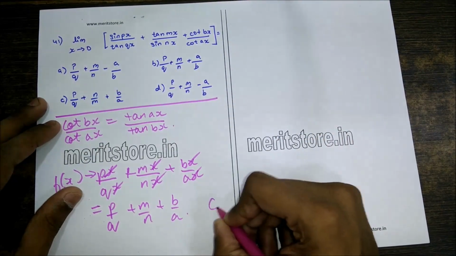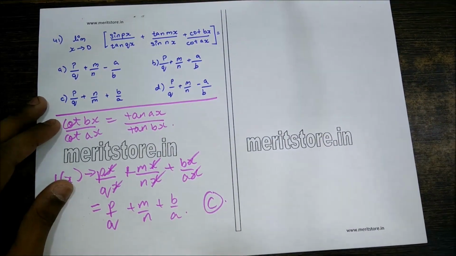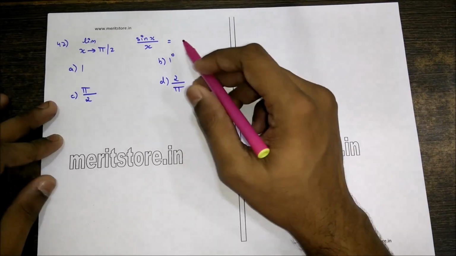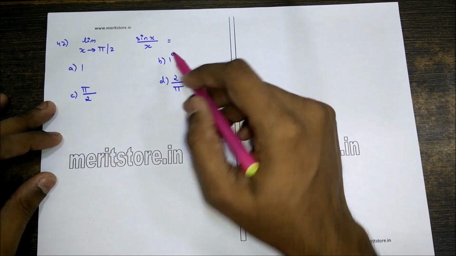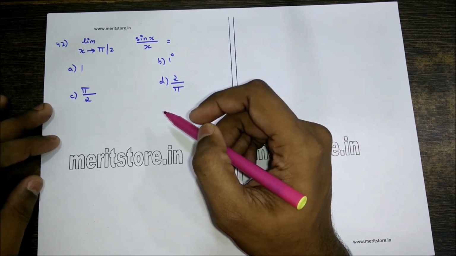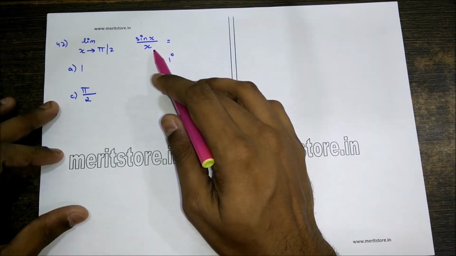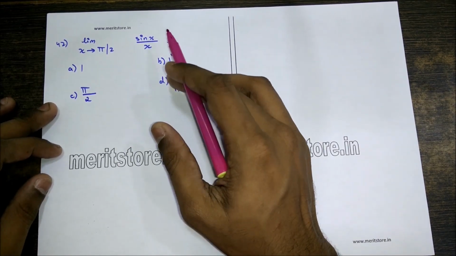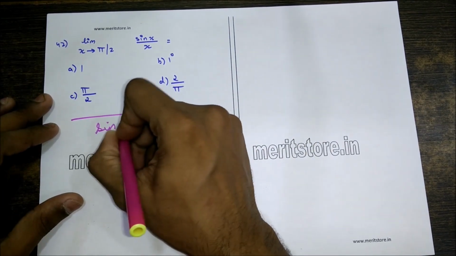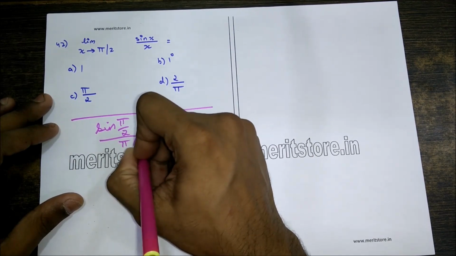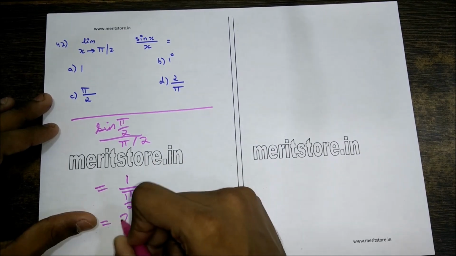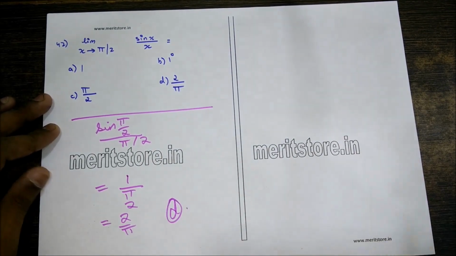Sorry, it's option C. B by A. Limit of x tends to pi by 2 of sine x by x equals: a) 1, b) 1 degrees, c) pi by 2, or d) 2 by pi. So we know the limit of x tends to pi by 2 of sine x by x is given. We could replace x by pi by 2 on substituting the limit. That leaves us with sine of pi by 2 upon pi by 2, which leaves us with 1 upon pi by 2, which gives us 2 by pi, which is option D.